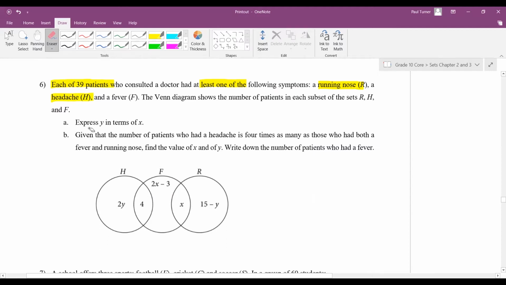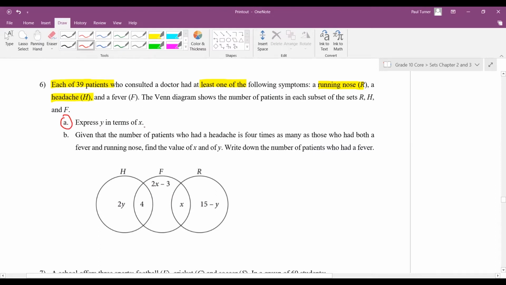Okay, why don't you think about this for a few minutes, 5 minutes, and see if you can do this yourself then. We're going to end up with some simultaneous equation to do part B. But part A, I think you're okay to do this.